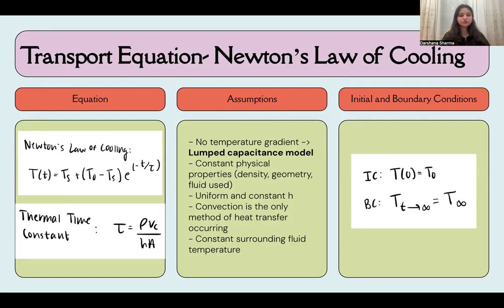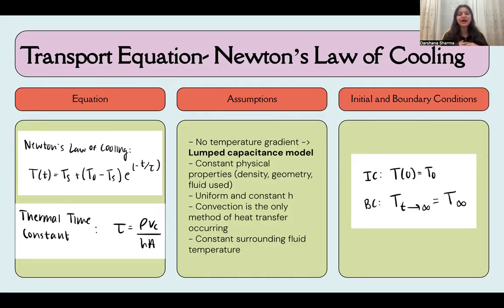So for my assumptions, I'm going to assume lumped capacitance so that there's no temperature gradient and that there's uniform temperature throughout. This just allows me to not have to track where heat is or how much heat is left. I can assume that there's uniform heat. Additionally, I assume constant physical properties, so constant mass, density, geometry of the cup, and fluid used. And I also assume uniform and constant H. So the H value I calculate, I'm assuming to be the only H value in the system. I'm assuming that convection is the only method of heat transfer occurring. And I'm also assuming that the surrounding fluid temperature, so the room temperature, is also constant.